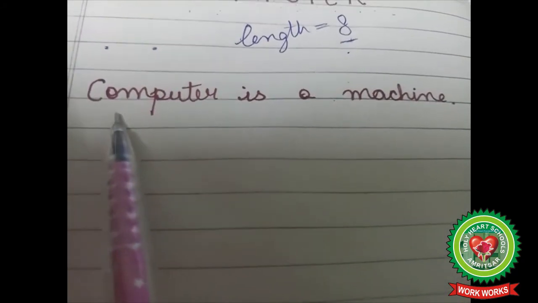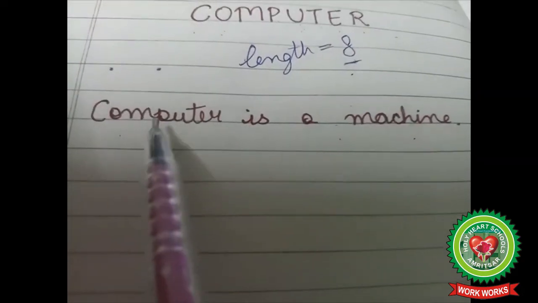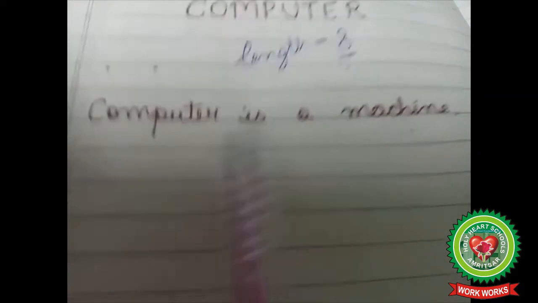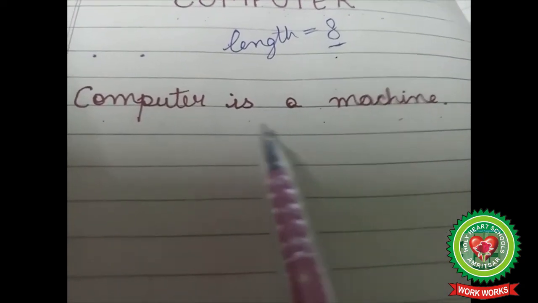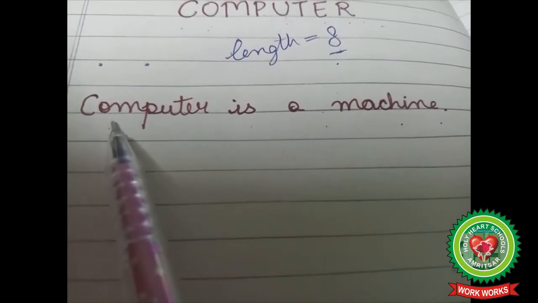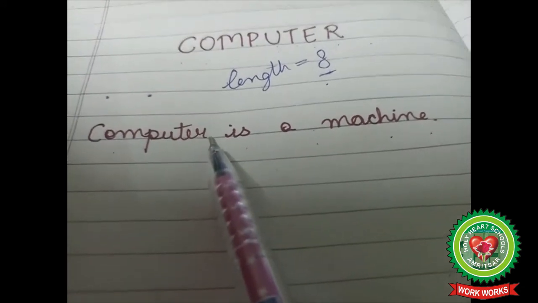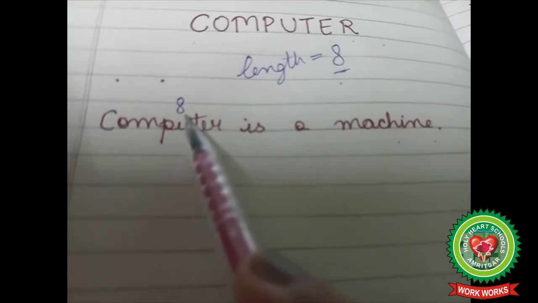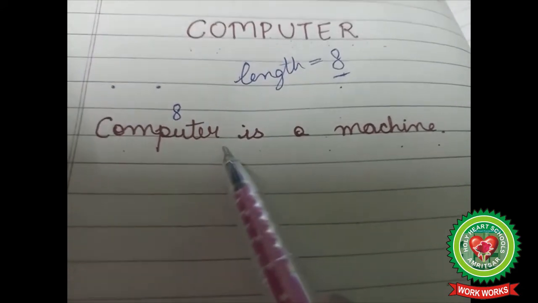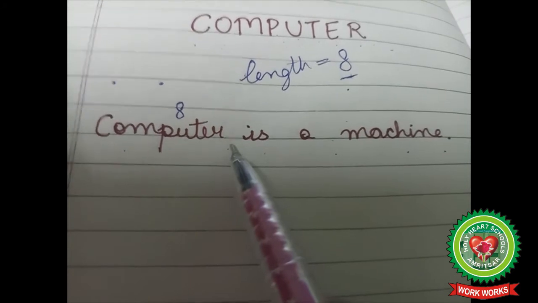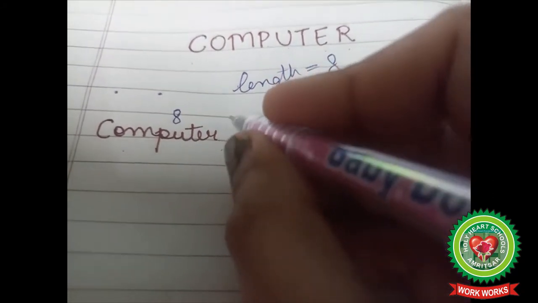Let's consider another example. "Computer is a machine." As I told you, I am going to count the number of characters in order to calculate the length of a string. So students, count along with me. 1, 2, 3, 4, 5, 6, 7, 8. So this word computer has 8 characters. Now, a space is there. This space is also going to be counted while counting the length. This space occupies one character.